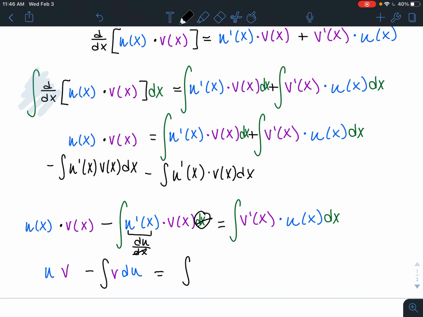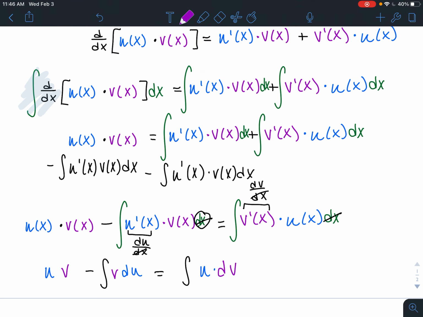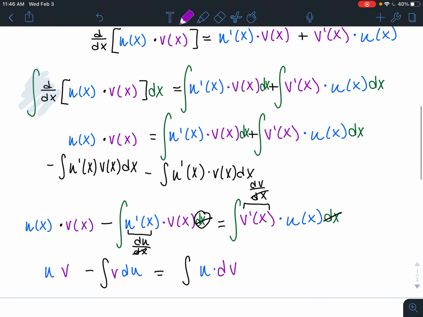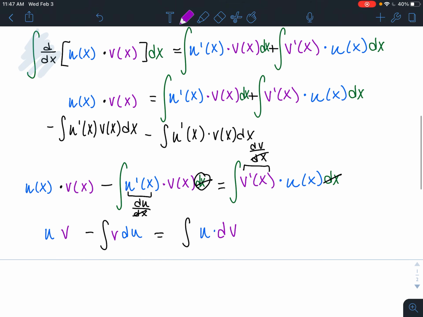equals, I can think of this the same way. V prime is really dv over dx, and then my dx's are going to cancel, so then I'm going to have the integral of u times dv, which is just, I flipped it. I usually wrote the initial integral on the other side. It's just backwards of what we wrote right there. So the integration by parts formula directly comes out of the product rule for differentiation.